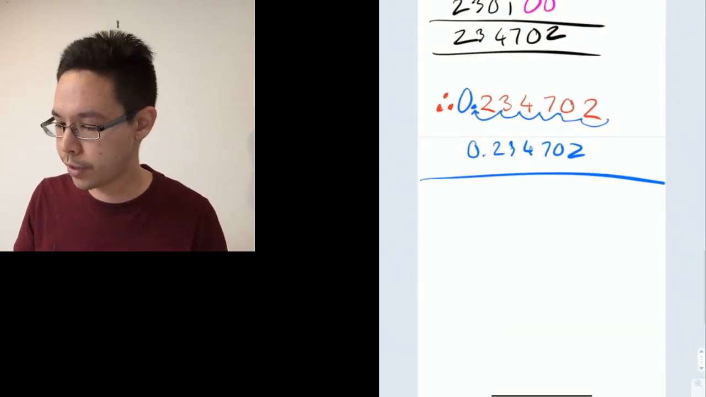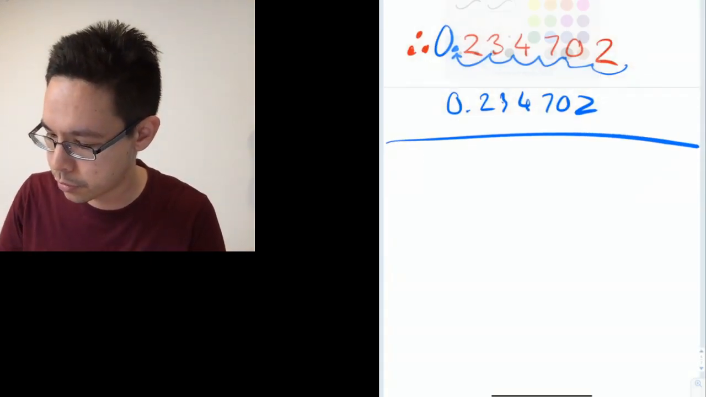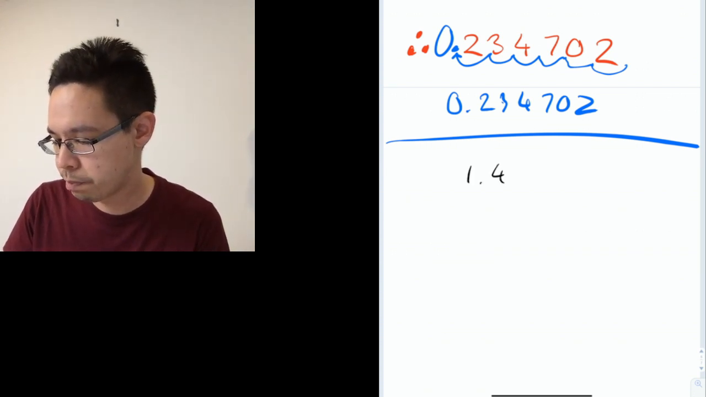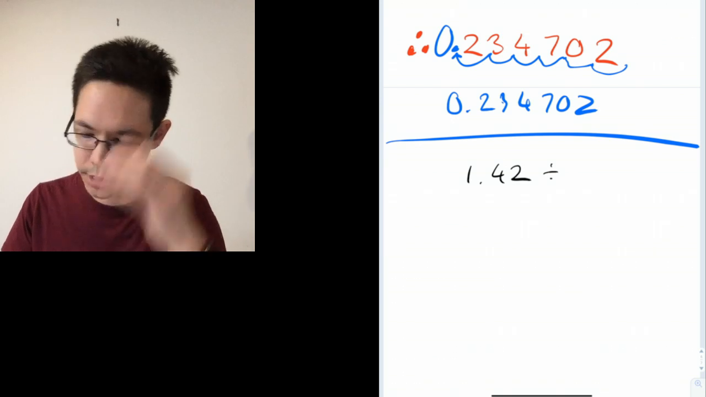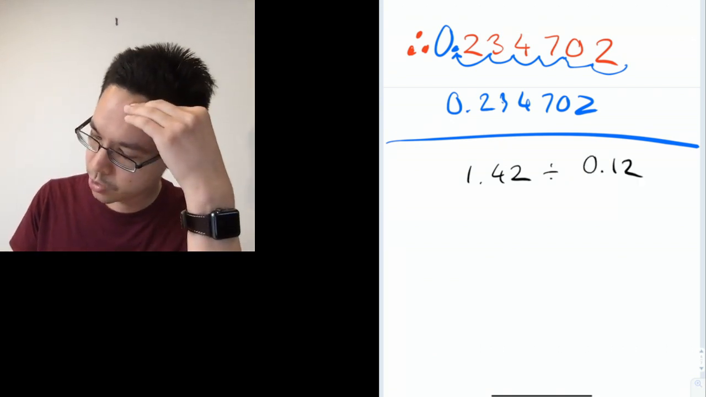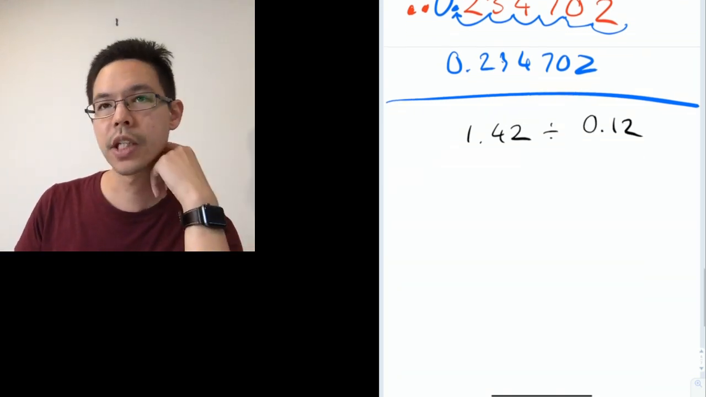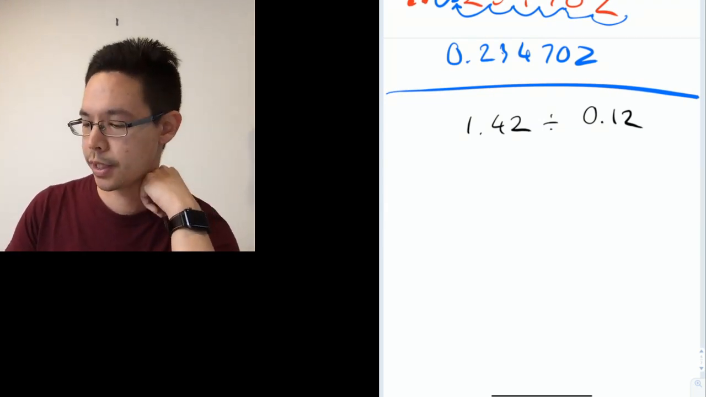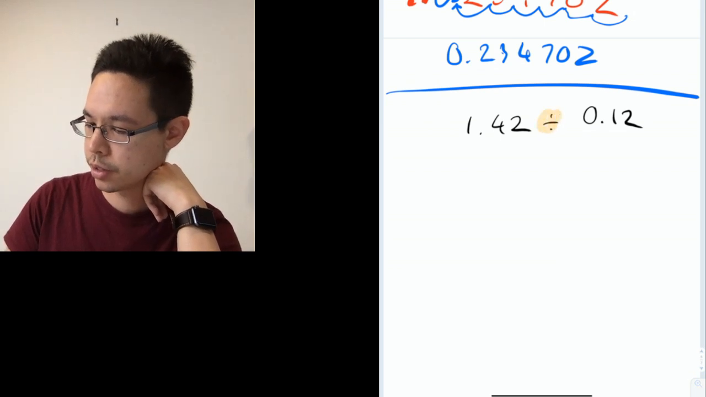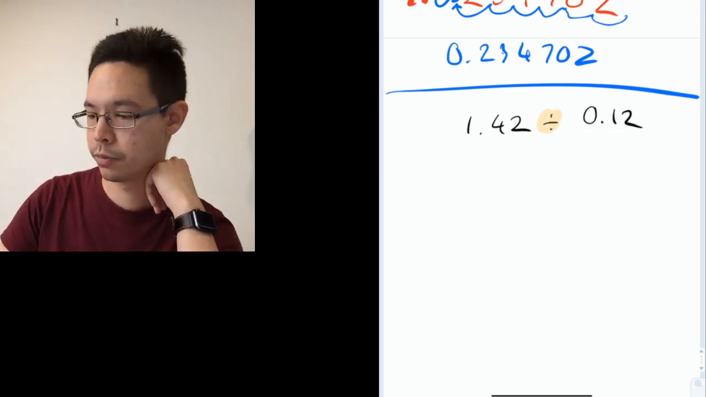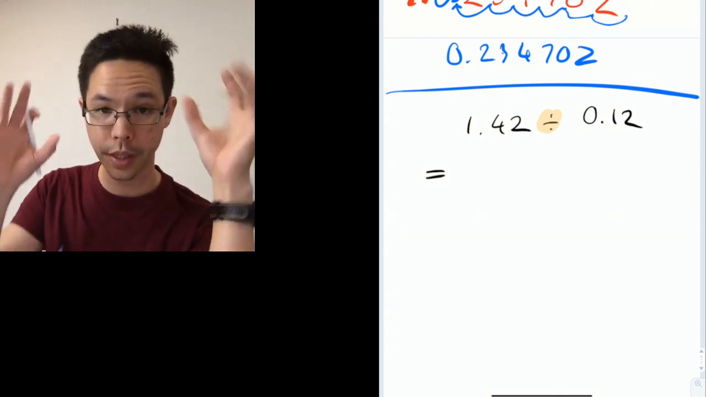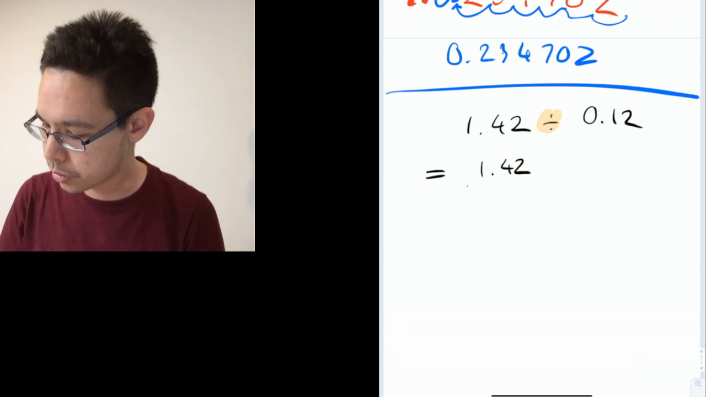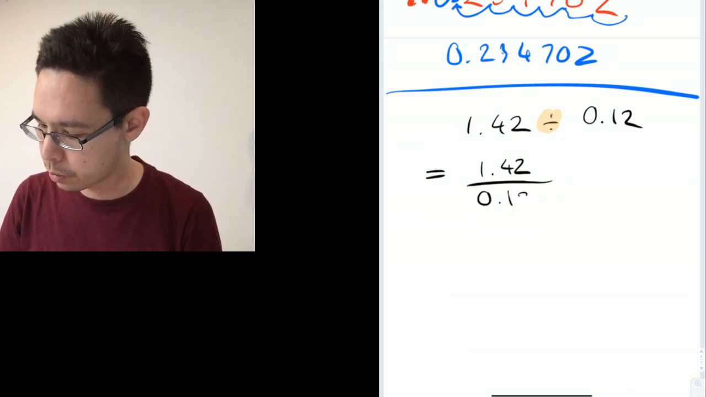Okay, so for dividing decimals, well, this is continuing on for Tanya. Let's say I've got 1.42 divided by 0.12. When you do dividing decimals, we have to pull out a different trick. The trick that really works well for this is the fact that division is identical to fraction form. So I can say the top line is exactly the same thing as 1.42 all over 0.12.